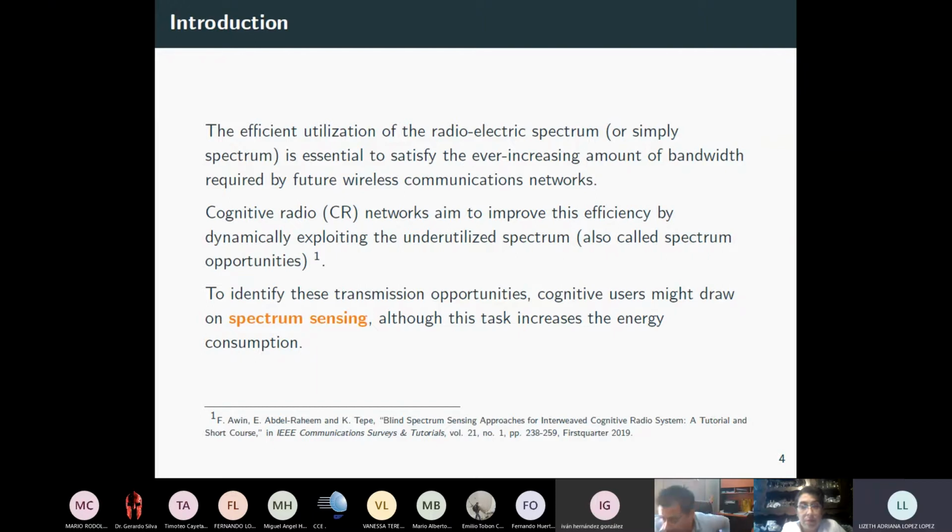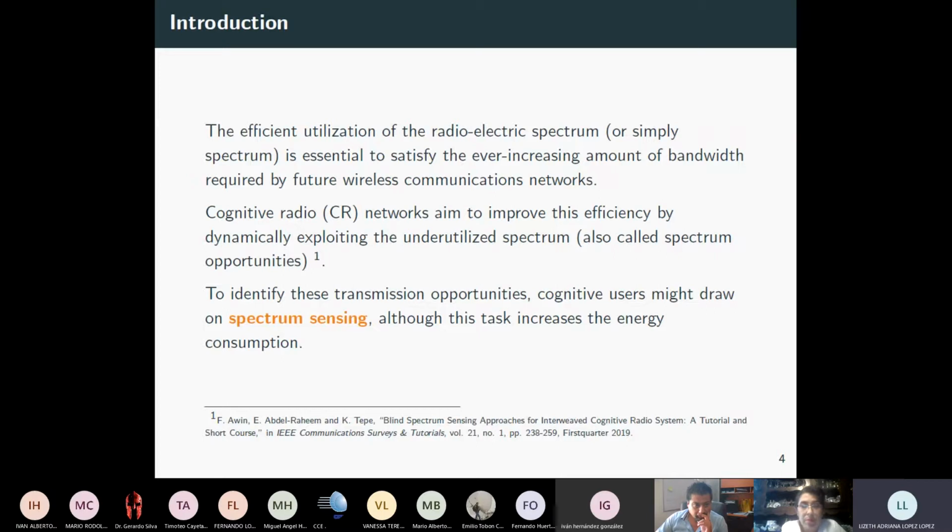Cognitive radio aims to improve this efficiency by allowing cognitive users, also known as secondary users, to access the frequency bands that are not being used by the primary user, which is the user that has a license to transmit in those frequency bands. To identify the available frequency bands, cognitive radio users may draw on spectrum sensing. However, this task increases the energy consumption in the cognitive radio terminal.